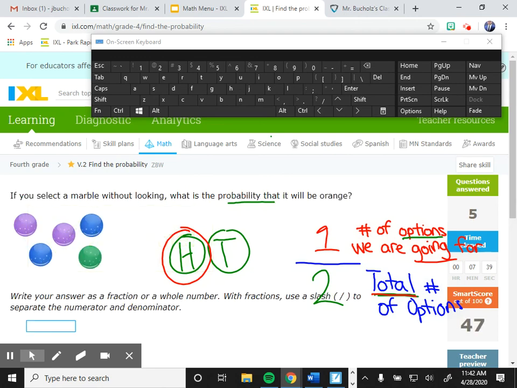Remember, you need to get the smart score 80, and then you're good to go on this one.